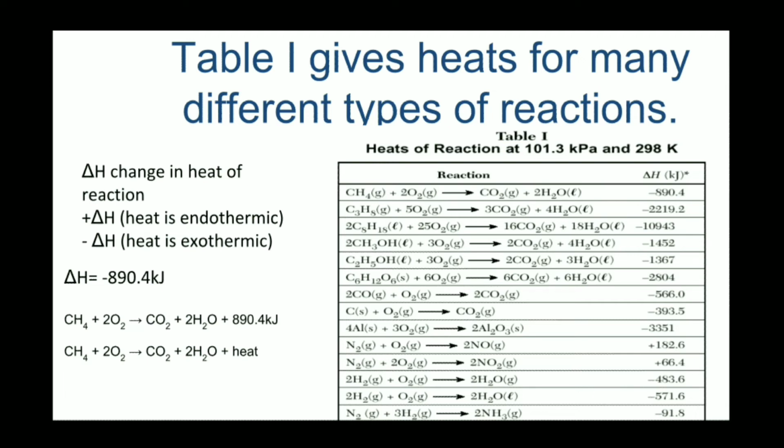Here, the top reaction is the combustion of methane. Notice that the delta H value is a negative number. If I wanted to write the word heat or the heat term in this exothermic reaction, the word heat or the value of heat must appear after the arrow, or on the product side.